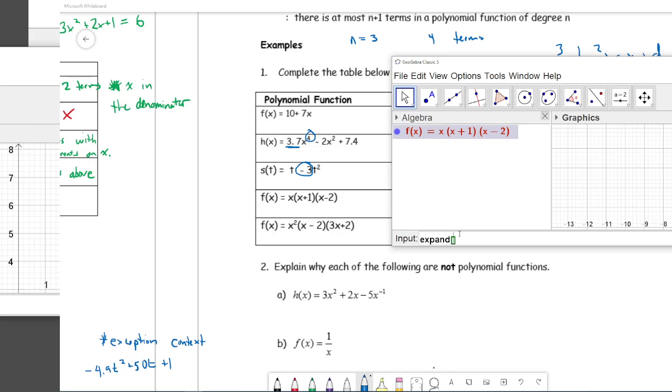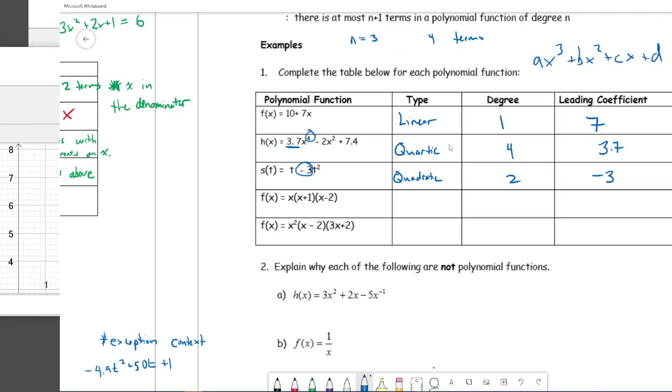If I expand that, so if you FOIL it, you would end up with that. And of course, that is a polynomial, because all the terms are just added and subtracted, and they all have x to different powers. Now you can see that the leading coefficient is a 1, and the highest power is a 3. Hence, this would be a cubic, the degree would be 3, and the leading coefficient is a 1.